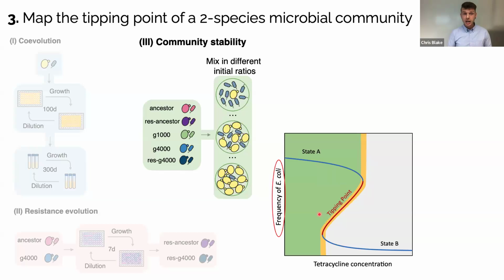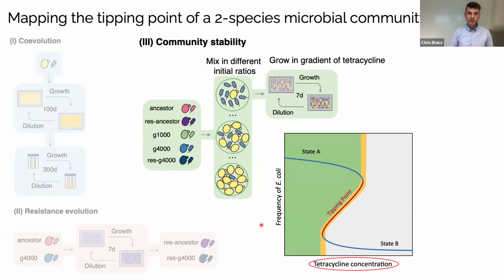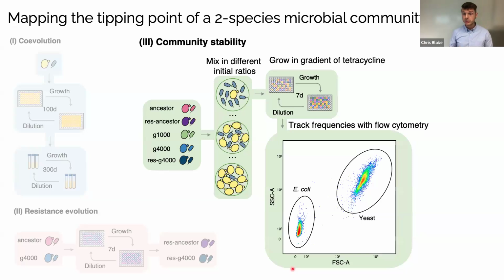For this, I'm mixing all of them in different initial ratios, starting everything from 95% E. coli all the way down to 5% E. coli, basically mapping all the y-axis on this plot here. Then I grow them in a different range of tetracycline concentrations to map out the whole x-axis. And finally, to assess how frequencies change over time, I'm using flow cytometry. And basically, because E. coli and yeast cells are so different in their size and shape, we can easily distinguish the two of them using flow cytometry and get high resolution counts.